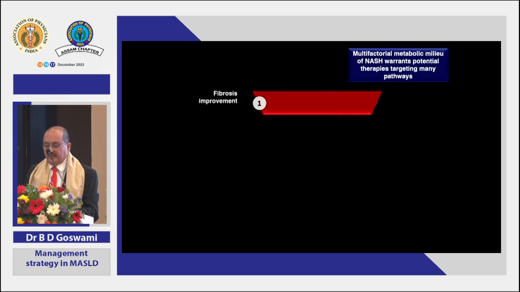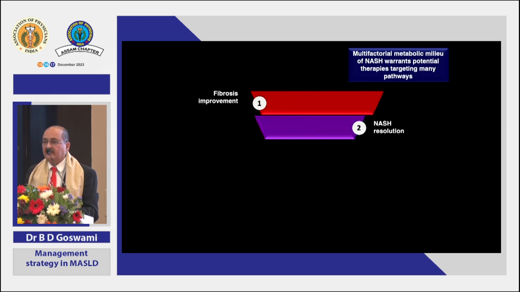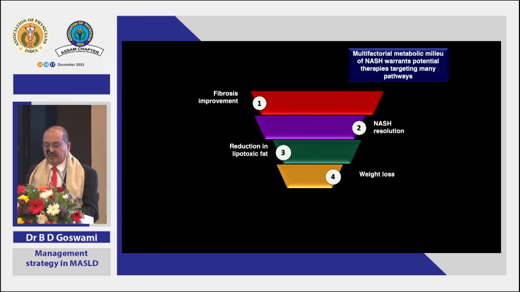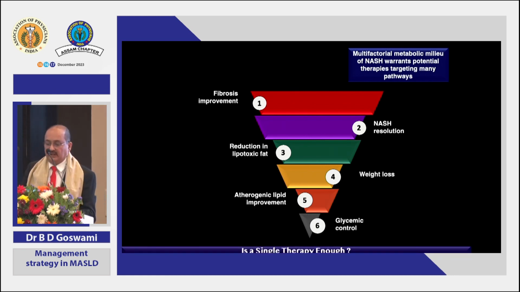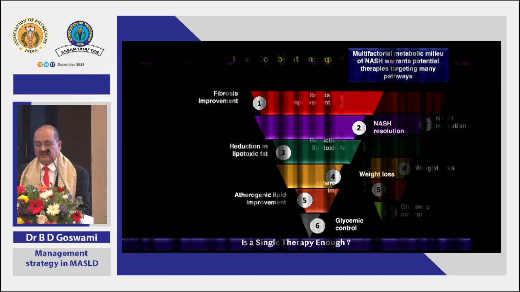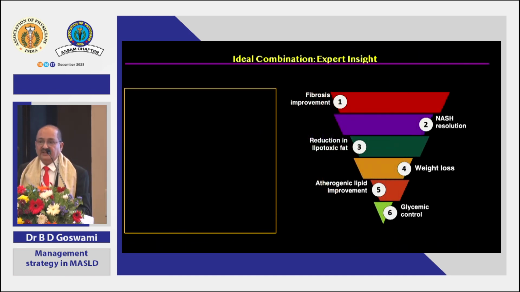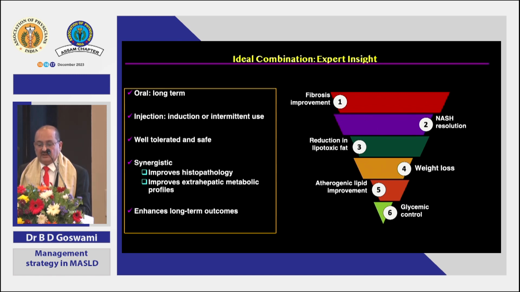Then it is a multi-pathway system of treatment: the NASH resolution, fibrosis improvement, the reduction of the lipogenic fat, the weight loss, and the diabetic control. Together, you have to work, and then only we can get something. Maybe a combination is needed, but it should be something like this so that we can get it.